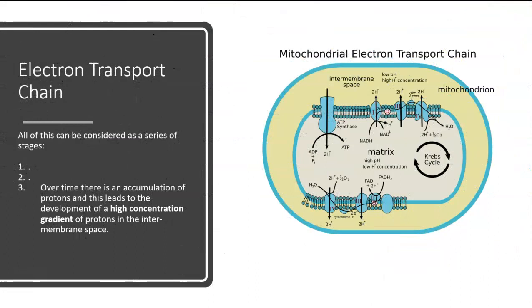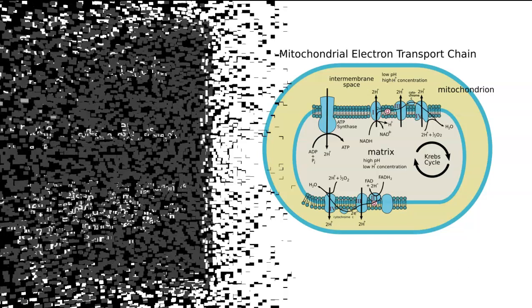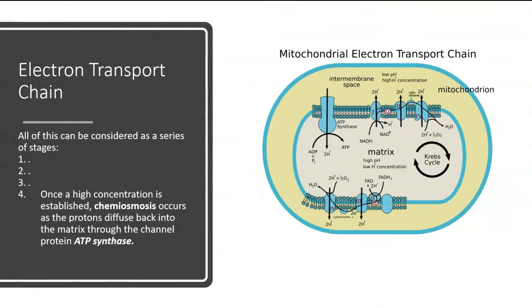Step 3, over time there is an accumulation of protons, and this leads to the development of a high concentration gradient of protons in the intermembrane space. Make sure you're looking at the diagram there to link what I'm saying. Once a high concentration is established, chemiosmosis occurs as the protons diffuse back into the matrix through the channel protein ATP synthase.